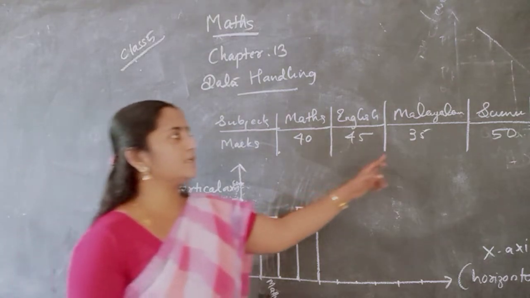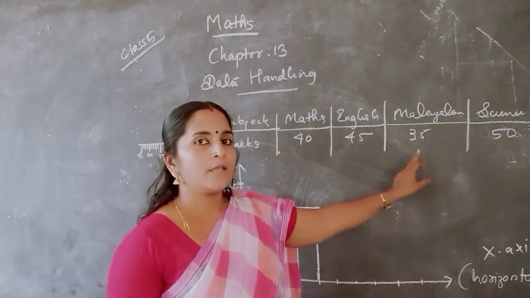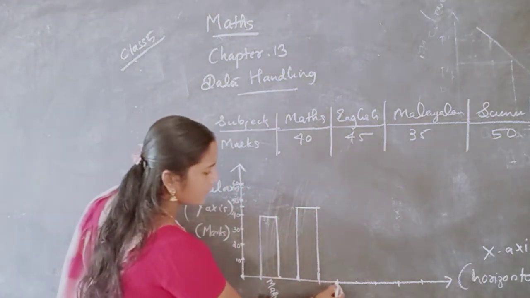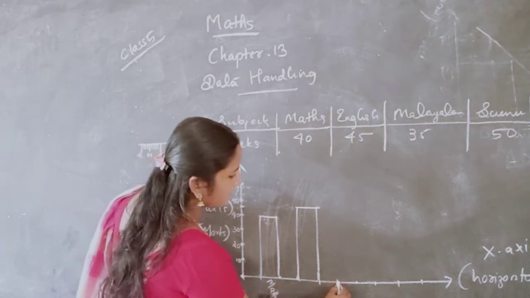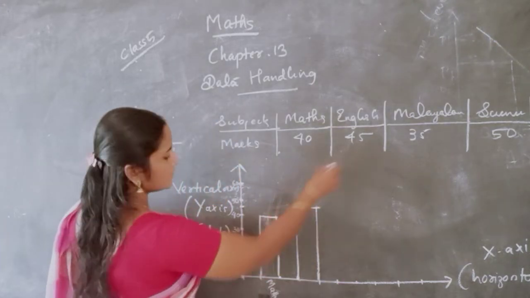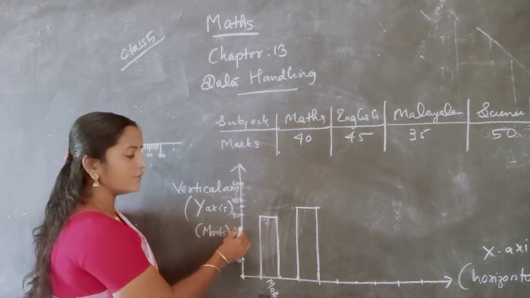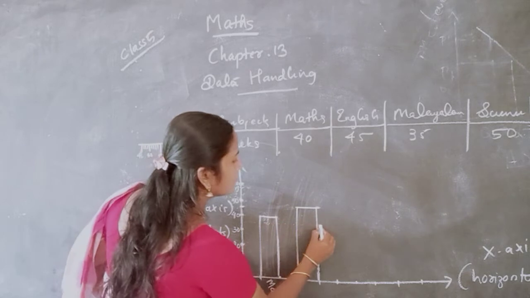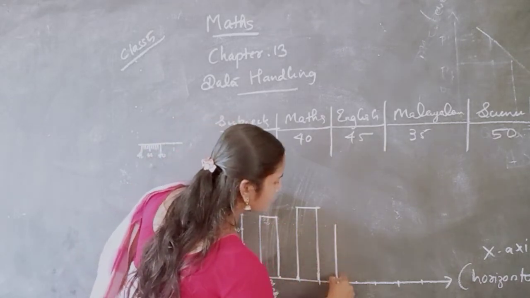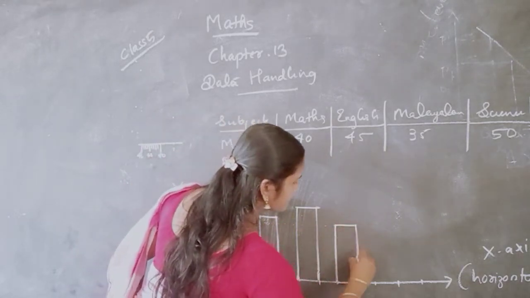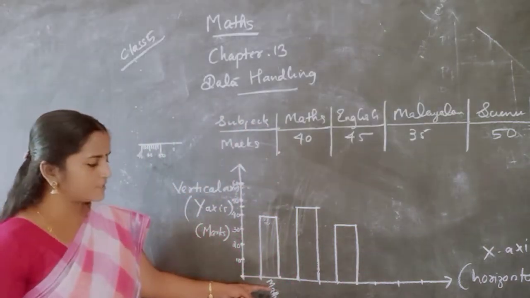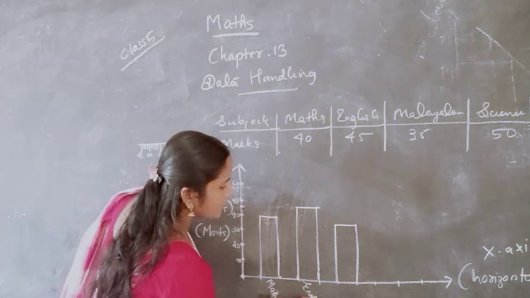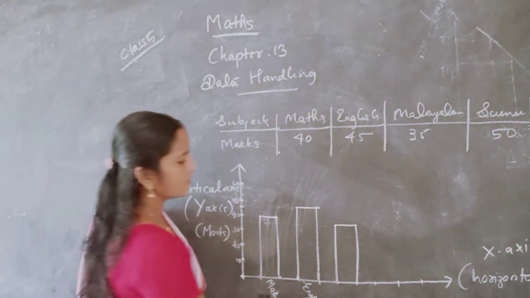Then which is the next subject? Malayalam, and its mark is 35. So again leave 1 unit, 1 centimeter. Then draw another rectangle whose height is 35. Clearly we know that 35 lies between 30 and 40. So draw the next rectangle like this. The first one represents Maths, the second one is English, and the third one is Malayalam.